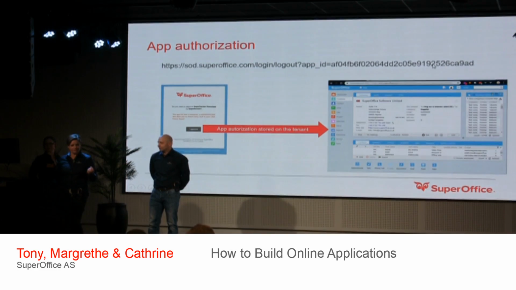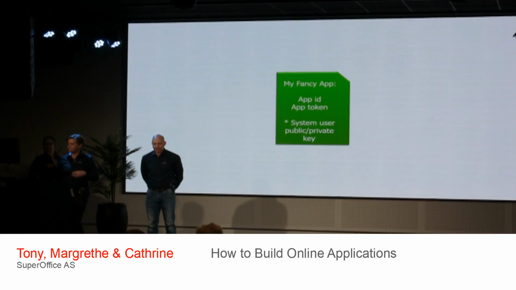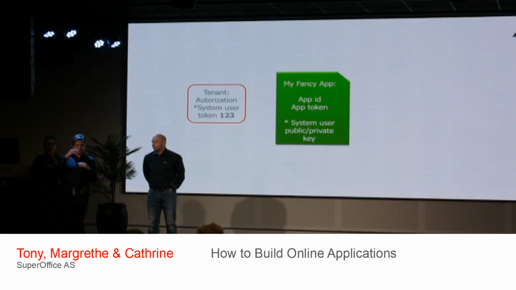App authorization, this is what we mean. It's the customer administrator who has to click I approve here, and it stores information and gives them access. All apps have an app ID and app token, and may have system user tokens, which is the private public key. It will have an app authorization showing who did it, as I showed you before. If it has a system user token, there's a specific token for each tenant. This may be exchanged for the system user ticket, and you get access behind the scenes, server to server.